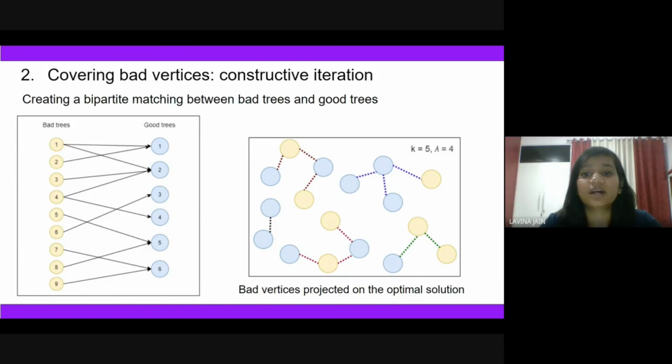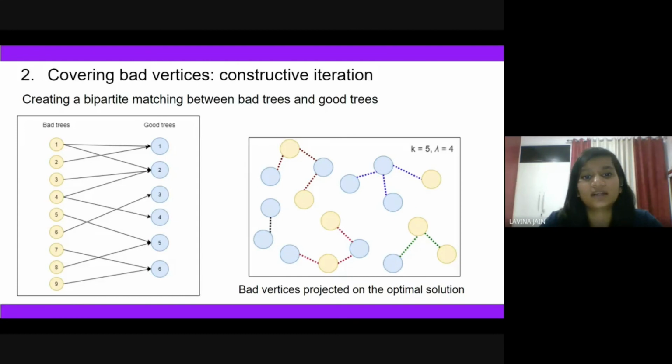We create a bipartite matching between these bad trees and good trees. In the bipartite graph, there is an edge between a bad tree and a good tree if the smallest distance between the two is no more than t star. A point to note here is that there will be no such bad tree which has zero outgoing edges. Now, why is that? Notice the optimal solution. Each of these bad vertices are a part of a tree in opt, and hence, if there is no good tree close to such vertices, this means that there should have been one more lambda MST covering this optimal tree.